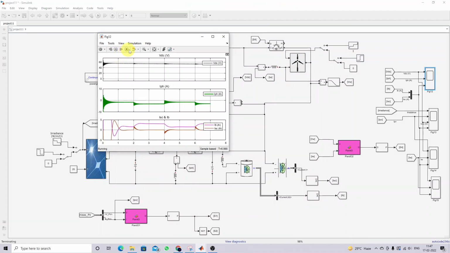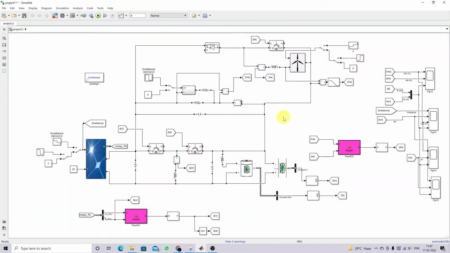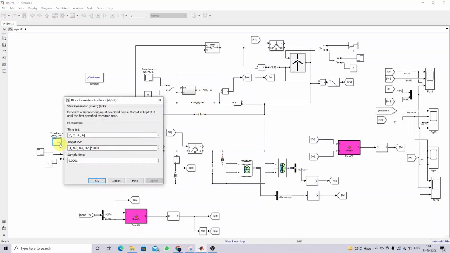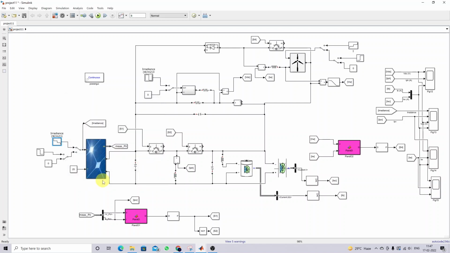Next I'm going to operate the system considering the PV panel, battery, supercapacitor and the load. Here I'm going to keep the load constant, and then I'm going to change the irradiation every 2 seconds, from 1000 to 800 to 600 to 400 watts per meter square, and then we will check the response.